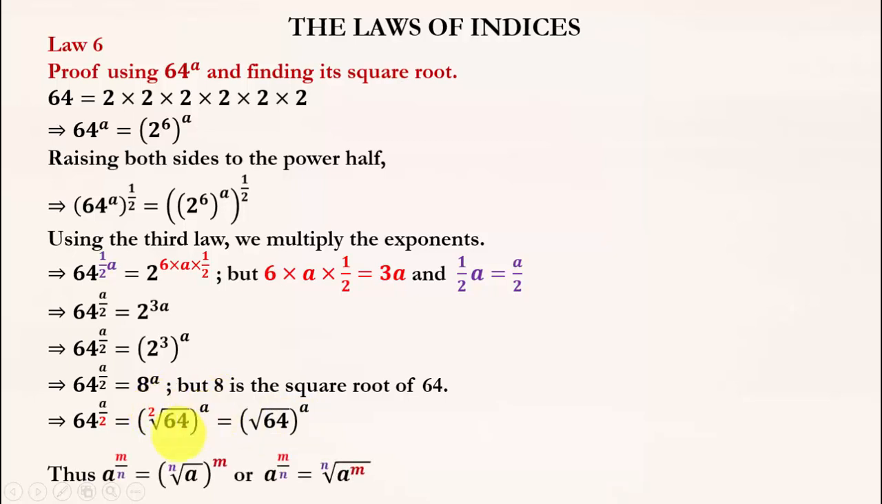Thus, we can say that a to the power m over n is simply going to be equal to the nth root of a all to the power m, or a to the power m over n is going to be equal to the nth root of a to the power m.